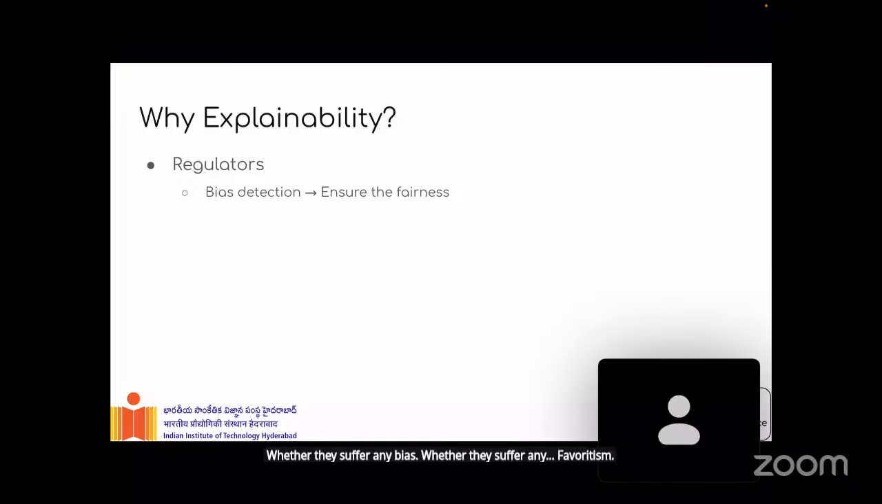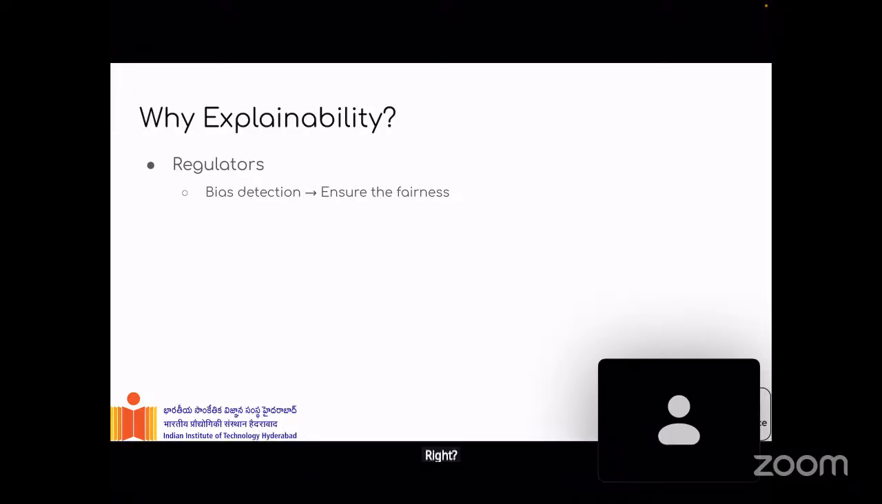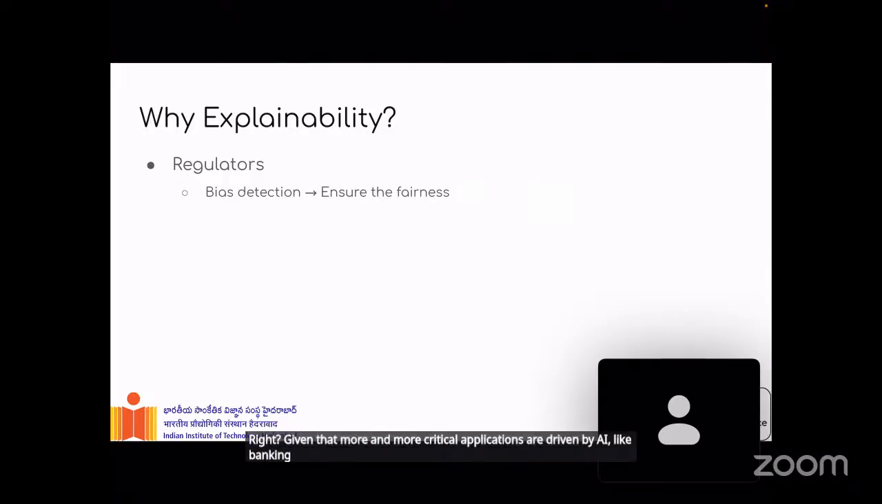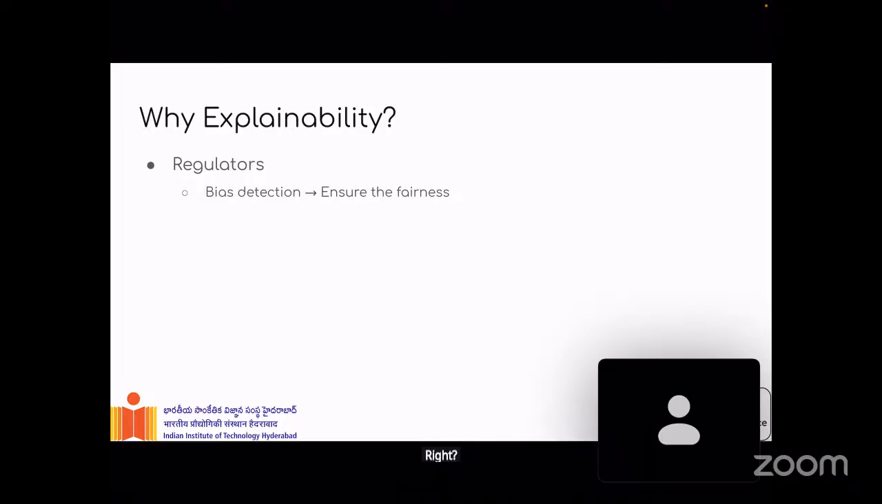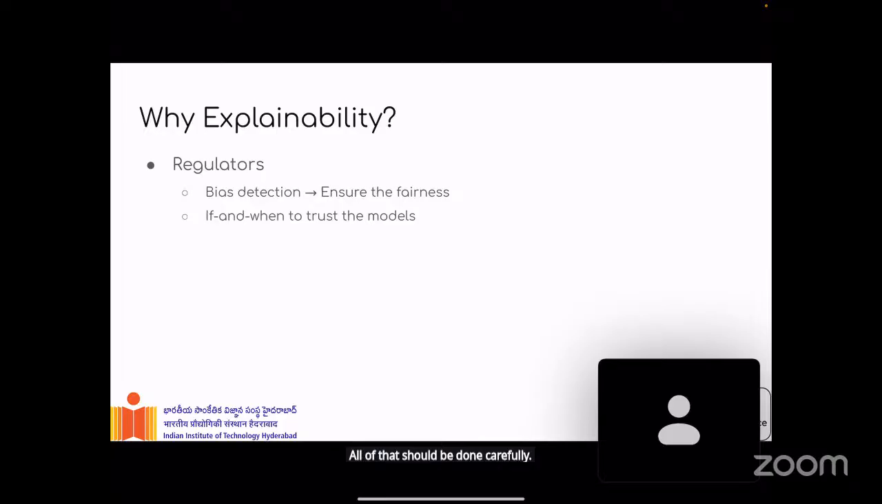As a regulator, the government and other agencies have to understand a model before they approve, right? Given that more and more critical applications are driven by AI, like banking and healthcare, what can be more critical than banking and healthcare? When they are deploying AI, the regulators should proactively see whether these models suffer any bias, whether these models are discriminatory towards any gender, any race, any geographical area. All of that should be done carefully. That is why we need explanations.